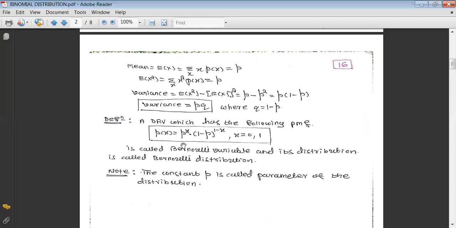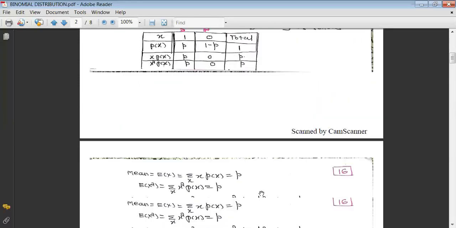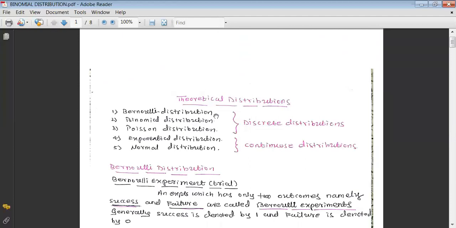And here, in order to write this function completely, we must know one constant value, that is p, which is nothing but the probability of success, and this constant value p is called the parameter of the distribution. That means every probability distribution has one function, called the probability mass function, and it has some constant values in order to write that function completely, and those constants are referred to as parameters of the distribution. This is a basic distribution called the Bernoulli distribution.